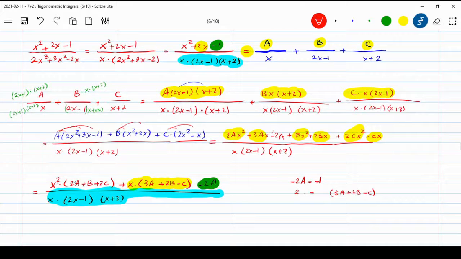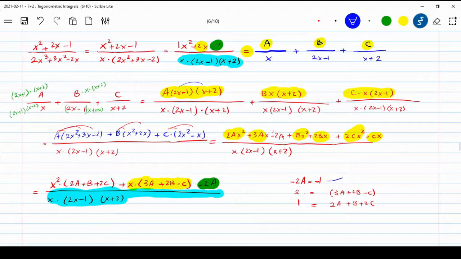And similarly for the x squared term, the coefficient must match. X squared here has coefficient 1. So 1 must match 2a plus b plus 2c. Okay, there's a lot of work to be done at this point. But what we did is simply we compared.